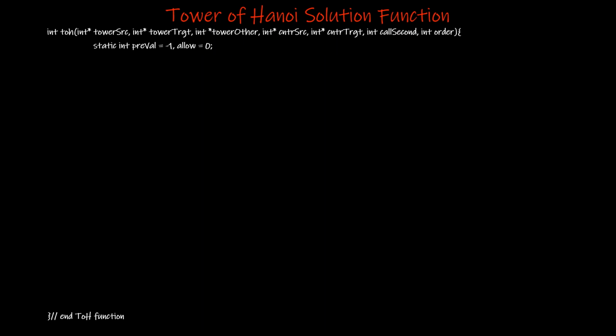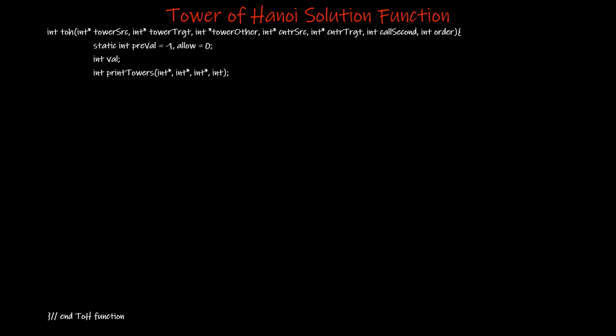So we then declare two static variables, preval and allow. Preval is used to store the value of the previous disk which was transferred. And allow is to identify whether you can allow the transfer of disk based on whether it is in the same cycle or in the next cycle. Val is to store the value of the current disk which you want to transfer.